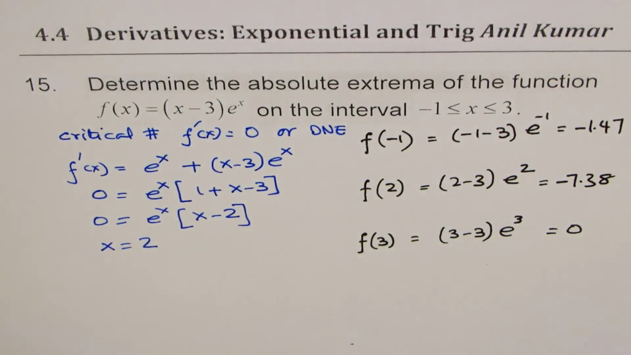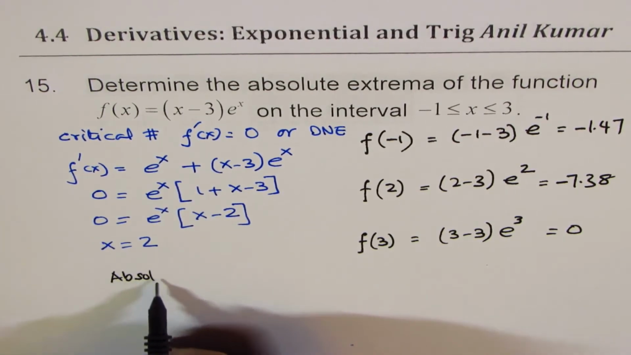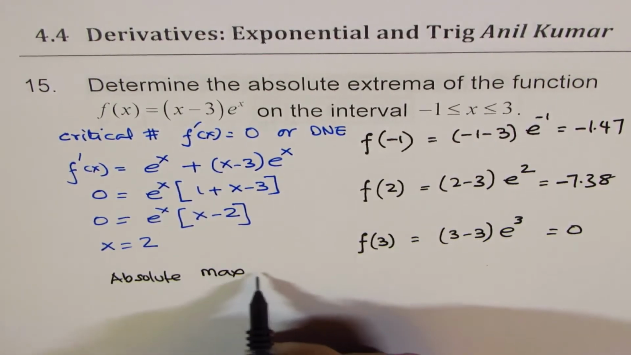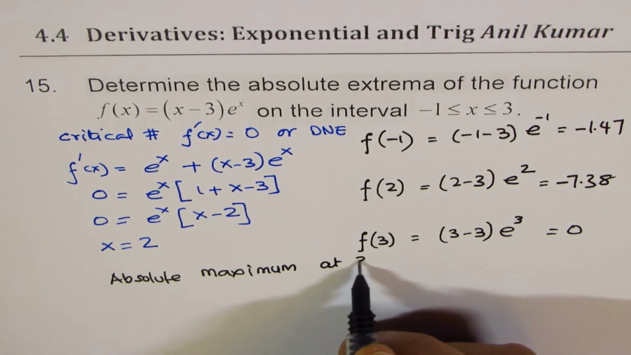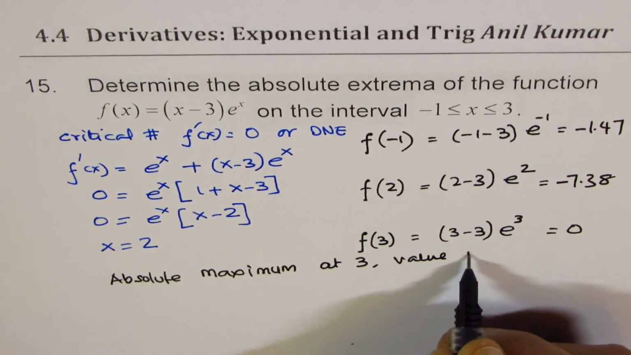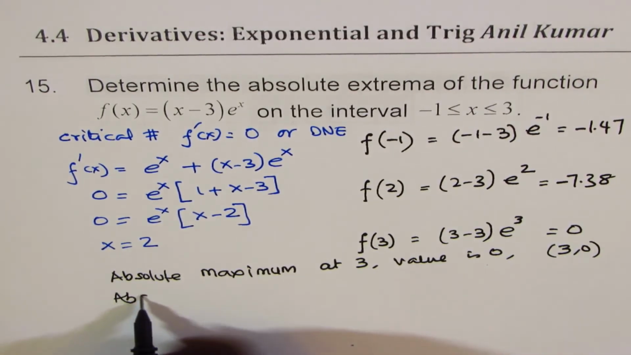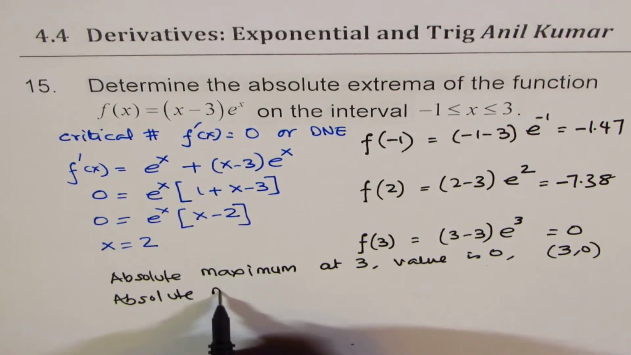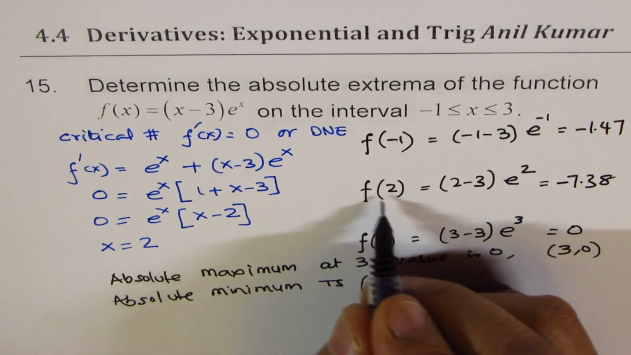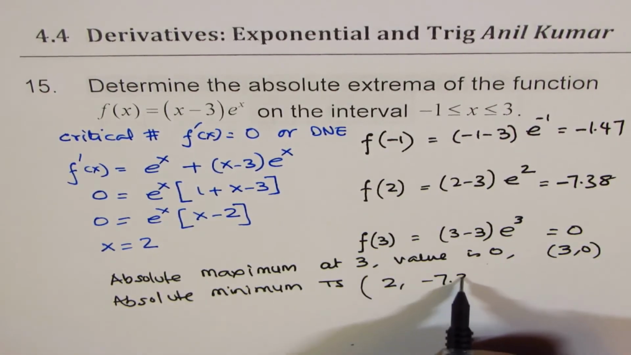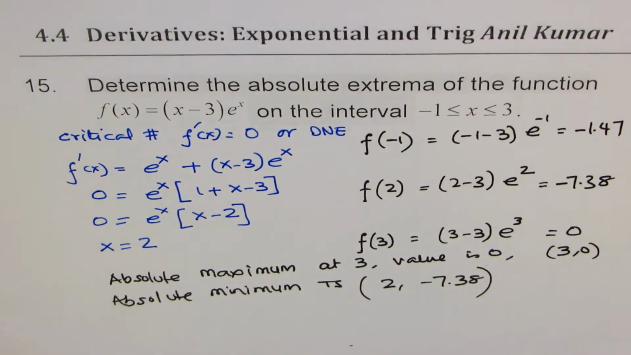So comparing these values, we have the maximum at 3. So we have the absolute maximum at 3. The value is 0. I could write this as (3, 0). And the absolute minimum is at 2, and the value is minus 7.38, right? So that is how it can be answered. So I hope that helps.